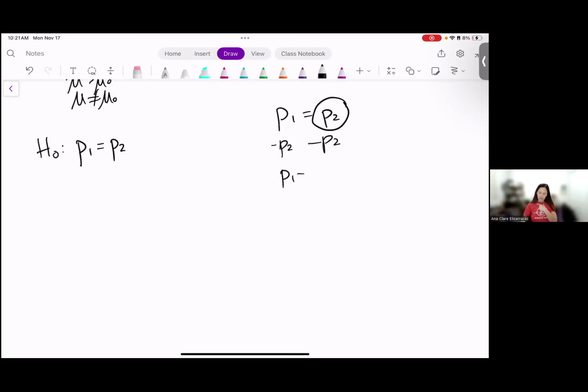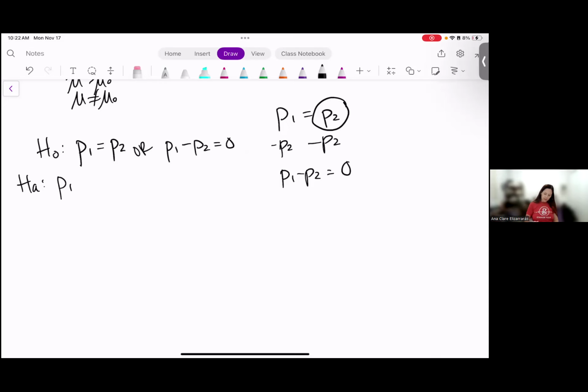And so I would have P1 minus P2 equals, and P2 minus P2 is 0. This is an alternative to what we have originally. You can either write P1 equals P2, or you can say P1 minus P2 equals 0, meaning there is no difference. Both of these are acceptable notation. So it would be in your best interest to be familiar with both of them. The alternative is then the same thing, but we use those symbols: less than, greater than, and not equal to.